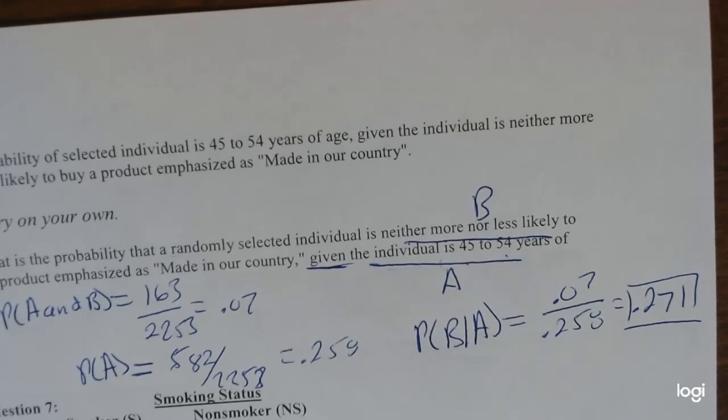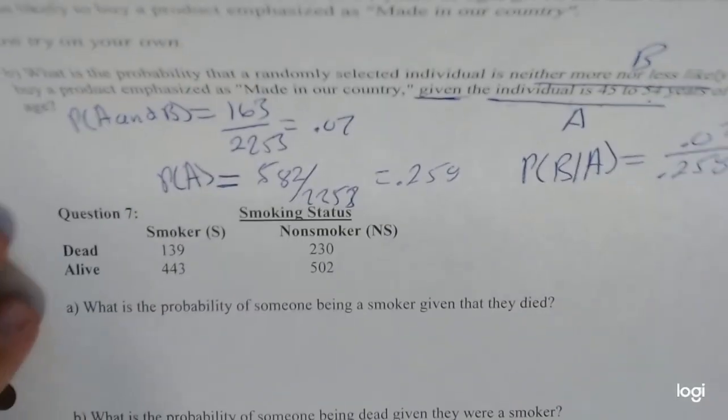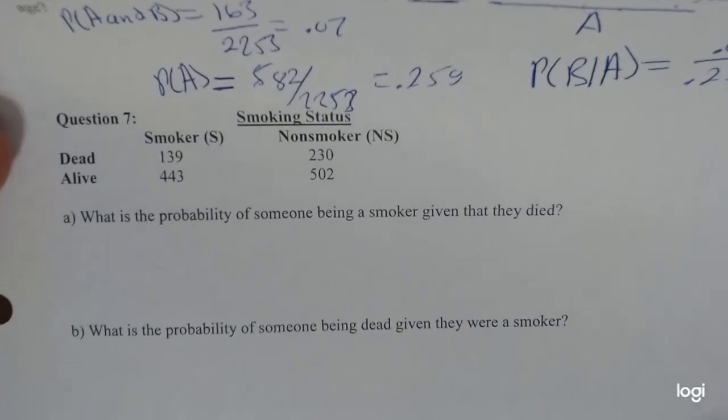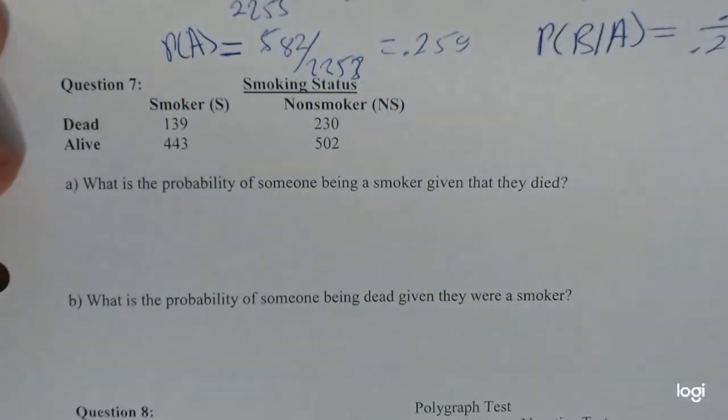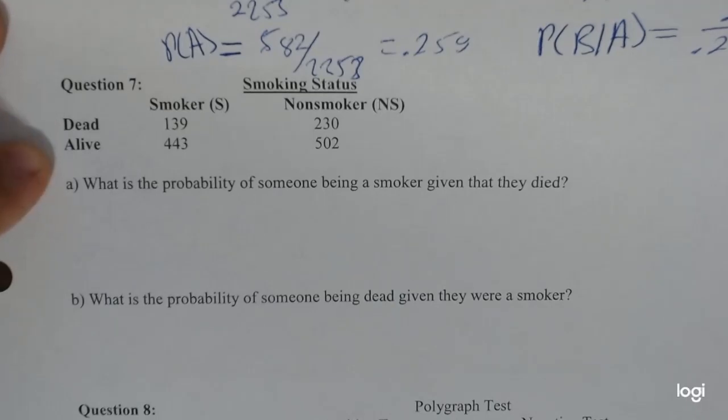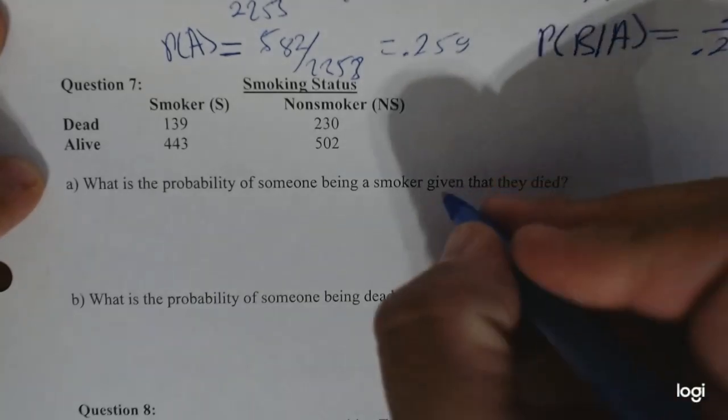Okay. So I know these are pretty difficult. That's why we're going to take our time when it comes to these sections here. So now let's go to question 7. Okay. So question 7. So here's our smoking, non-smoking, and someone who's died or is alive information. Question A is, what is the probability of someone being a smoker given they died? All right, the word given.